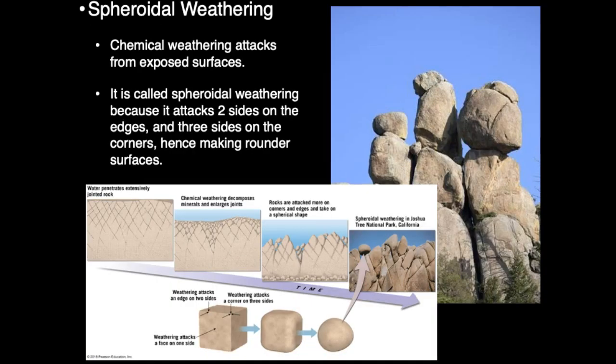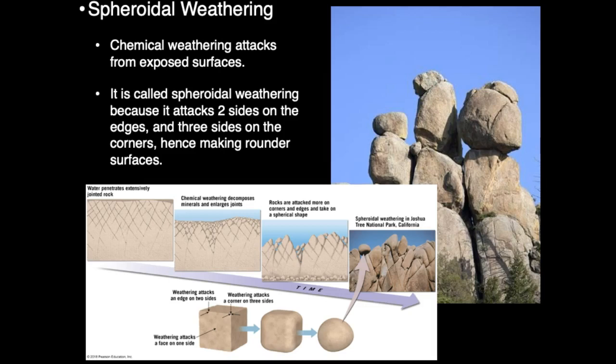Spheroidal weathering is called in such a way because weathering starts by targeting exposed surfaces. And I mean both physical and chemical weathering, mostly chemical. Chemical weathering will target the exposed surfaces and then attack any edges that the rocks may have. So it attacks the edges from 2 different sides, if you can think about it, and it attacks corners on 3 different sides, hence attacking them at a faster rate.